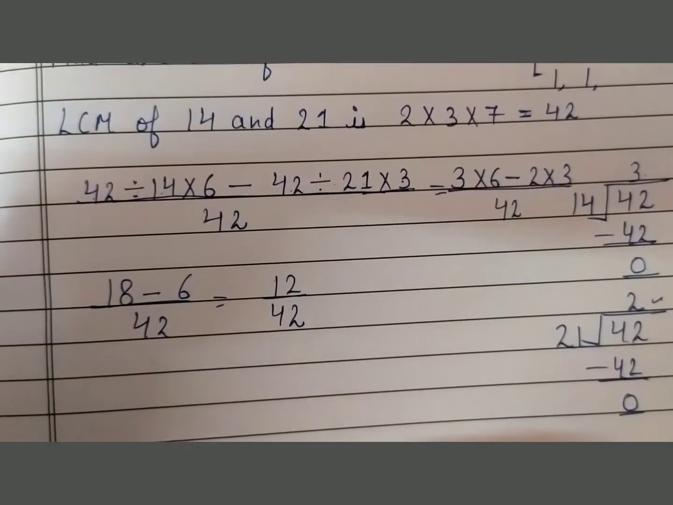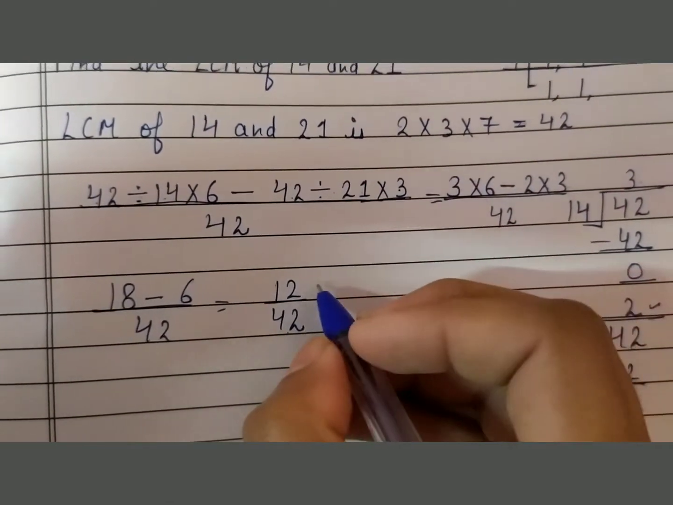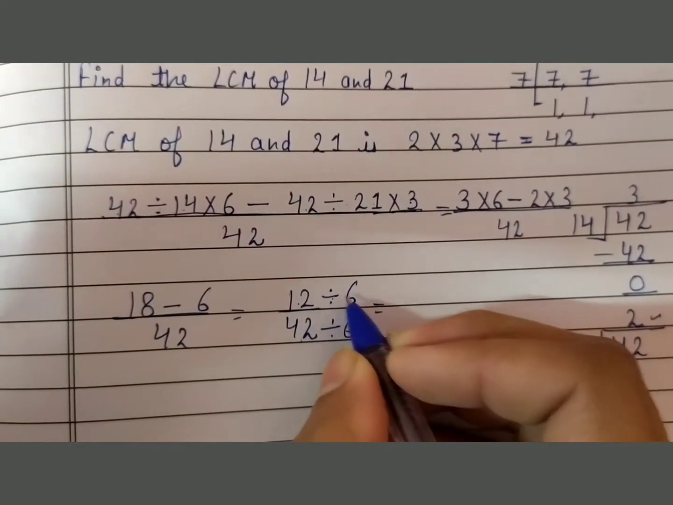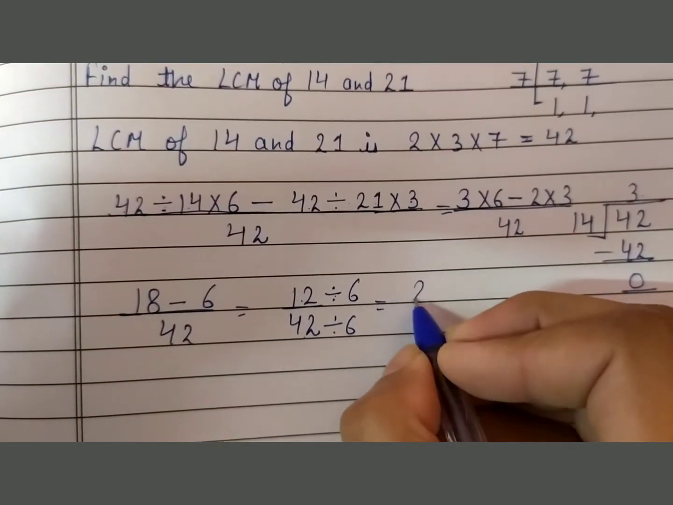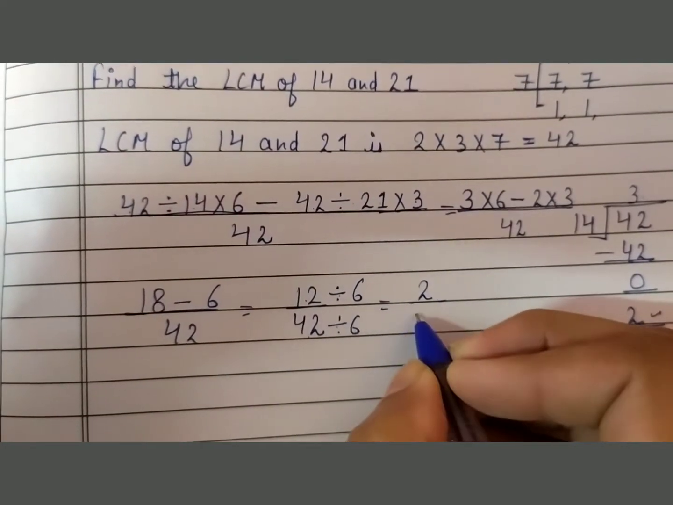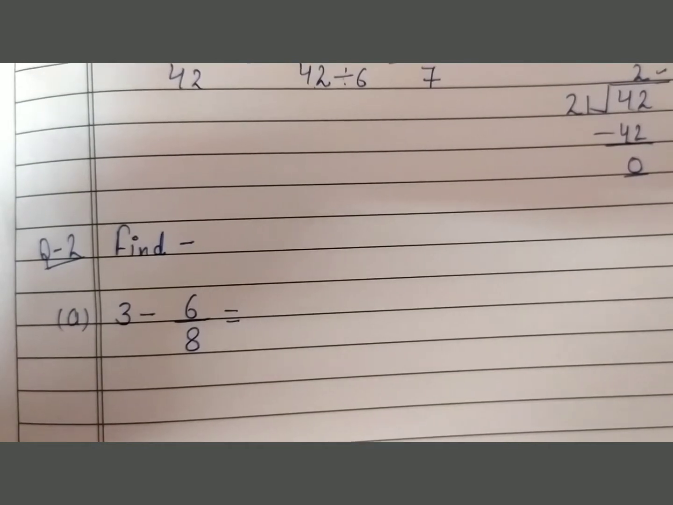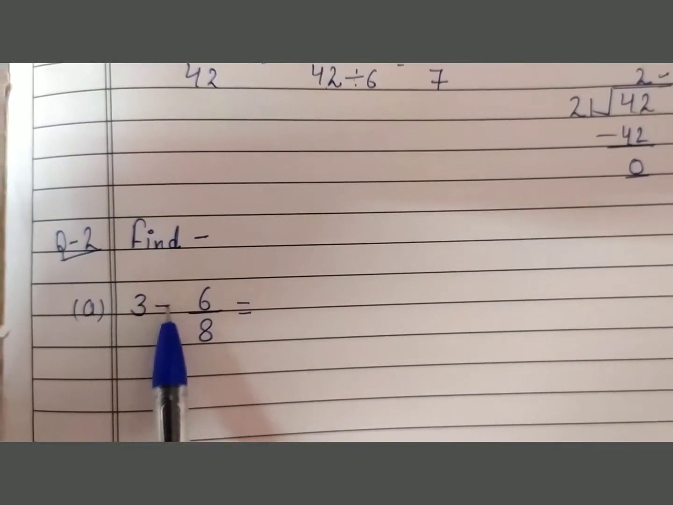Children, both numbers are divisible by 6. 12 divided by 6 equal to 2. 42 divided by 6 equal to 7. Your answer is 2 upon 7. Next question number 2. Find 3 minus 6 upon 8.